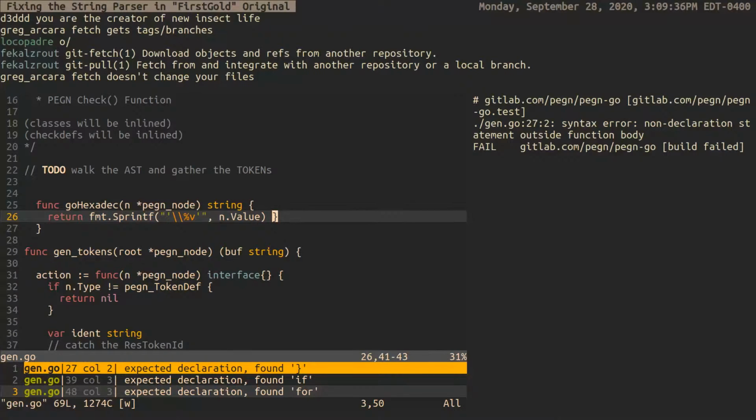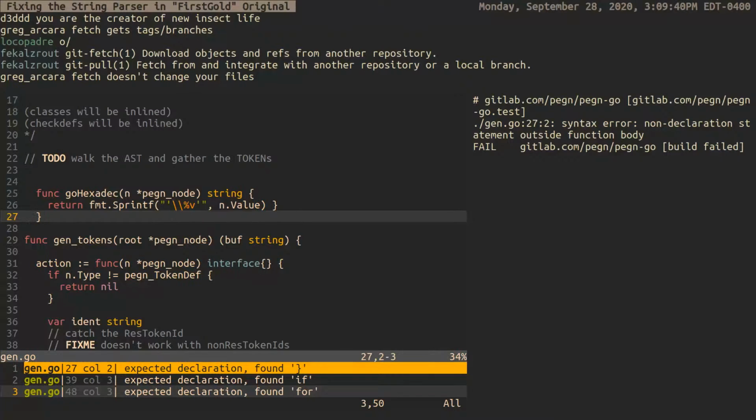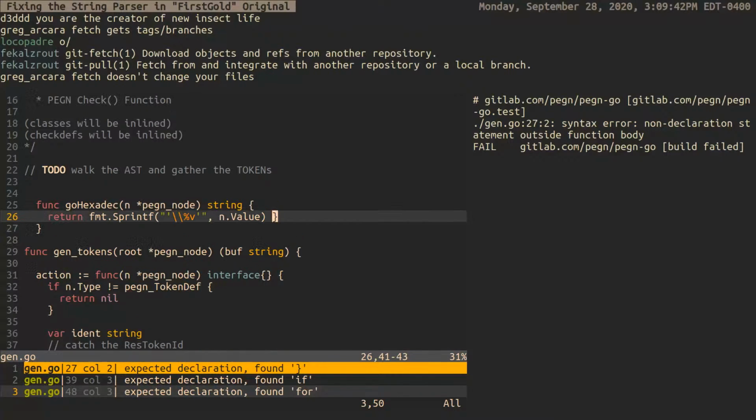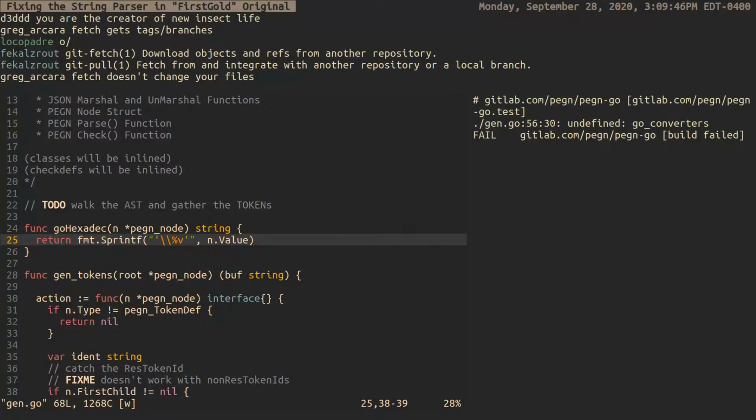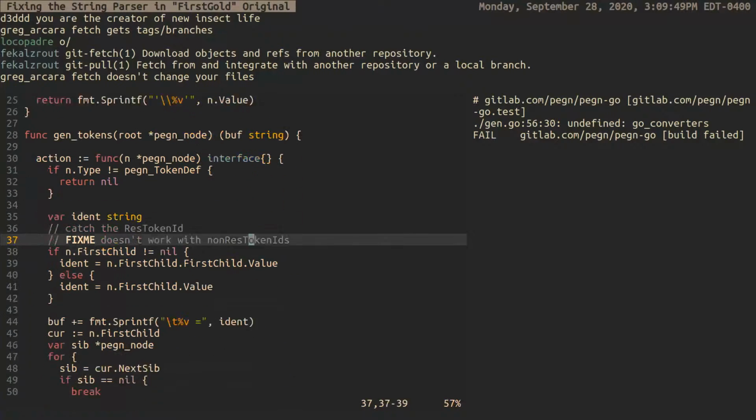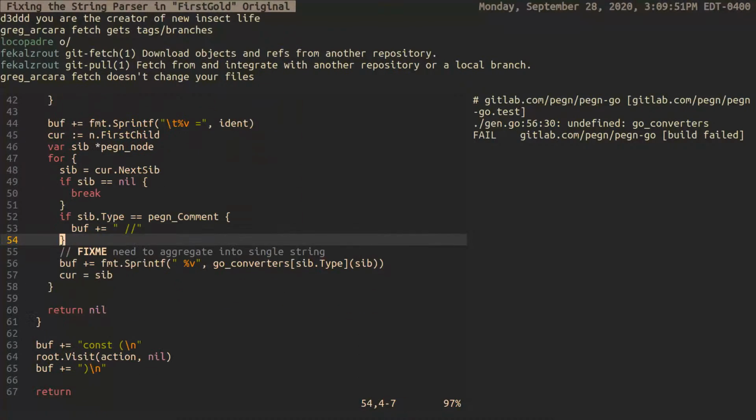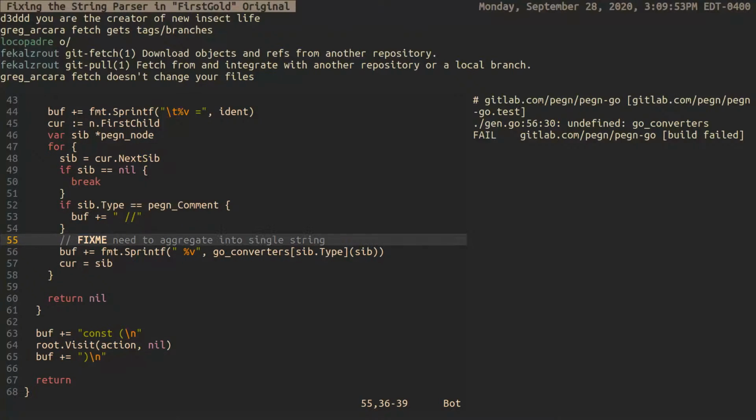Non-declaration statement outside function body. Yes, yes, indeed, this is true. There we go. Undefined code converters. We're not doing that. This is kind of a weird experiment, which I am no longer doing. This has to all be fixed.